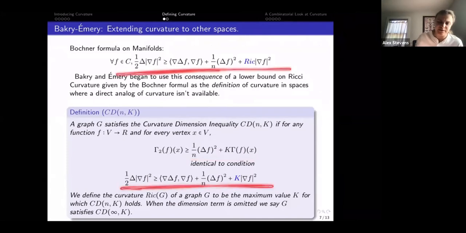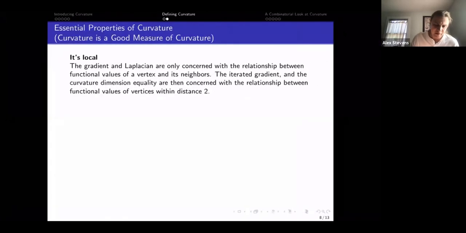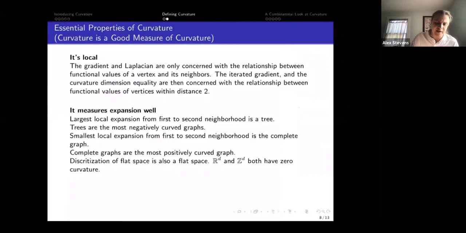So we are taking this Bochner formula, and that exact condition is what we're going to use for our curvature dimension inequality. Okay. So these properties of this curvature that we've just defined, to maybe argue that it's a good measure of curvature: it is local, which it should be. We want to think of curvature as a local condition, so that's good. And it measures expansion well. As it turns out, this is true.